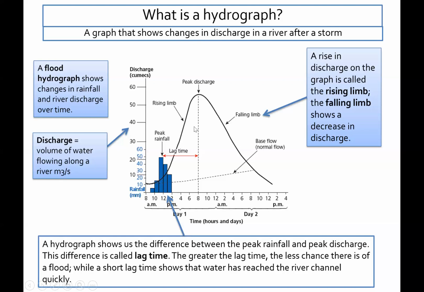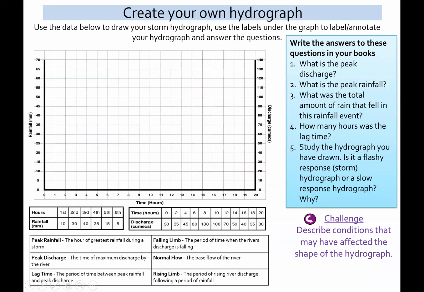So if you chop down all the trees in an area and you have a really heavy rainstorm, you're going to actually shorten the lag time. That water, the rain, is going to get in the river much quicker and increase the risk of flooding. And that's why these things are quite useful. So we're going to have a go at creating our own.